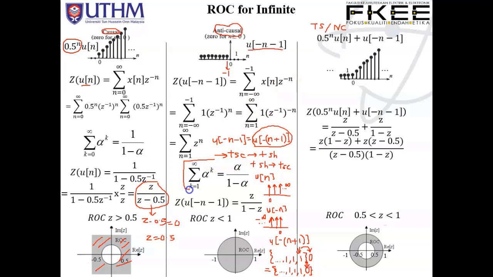To use this theorem, I need to simplify my equation in the form of alpha to the power of k. When I simplify here, because this is in the positive range, I change the negative range into positive, where you can see here my n becomes negative n. If you expand the equation, it will be the same as the left side here.